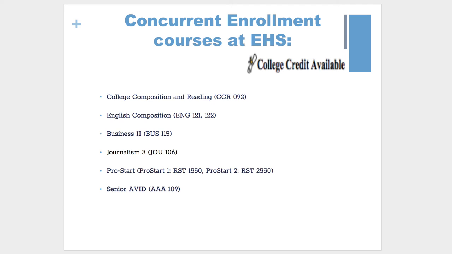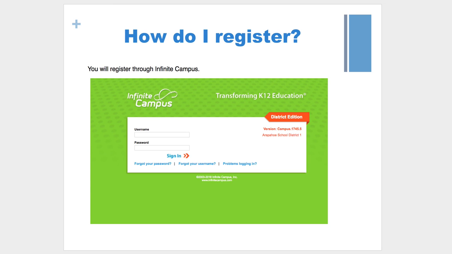These are the concurrent enrollment classes that we'll be offering at Englewood High School next year. The College Composition and Reading for Seniors, English 121 and 122, getting your whole freshman year English done while you're in high school. That is awesome. Business, journalism, ProStart, and Senior Avid will also offer college credit.